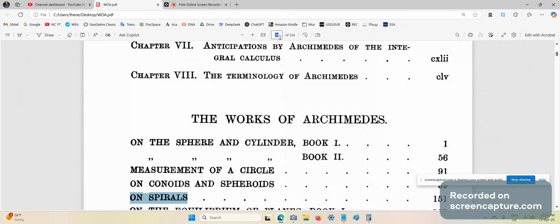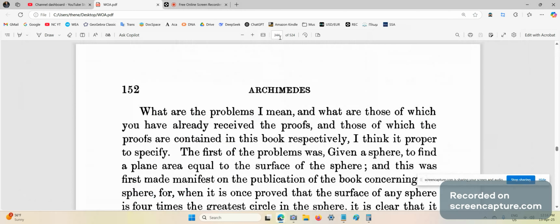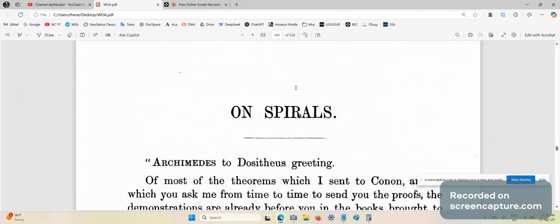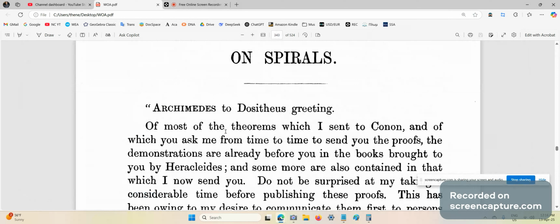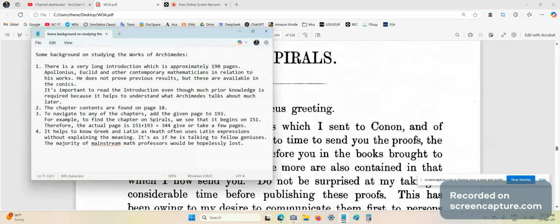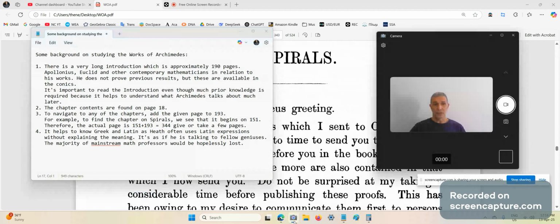So if we go to 344, that's one page. This is where it begins, okay? So it's hard to scroll down and up in the document unless you know where everything is. So that's a good tip for you.